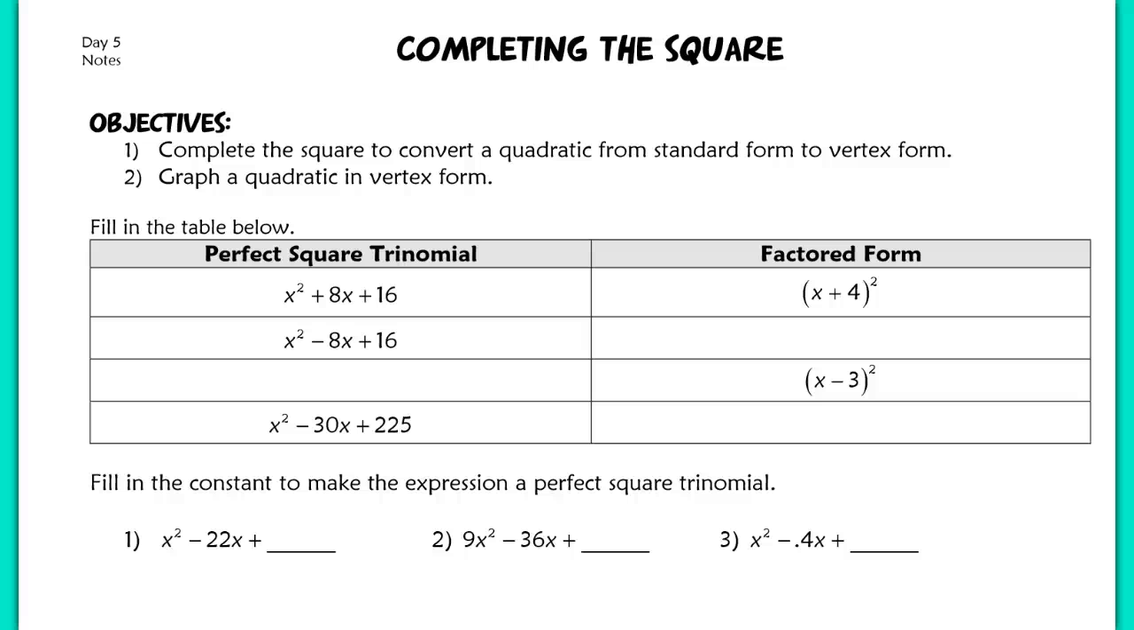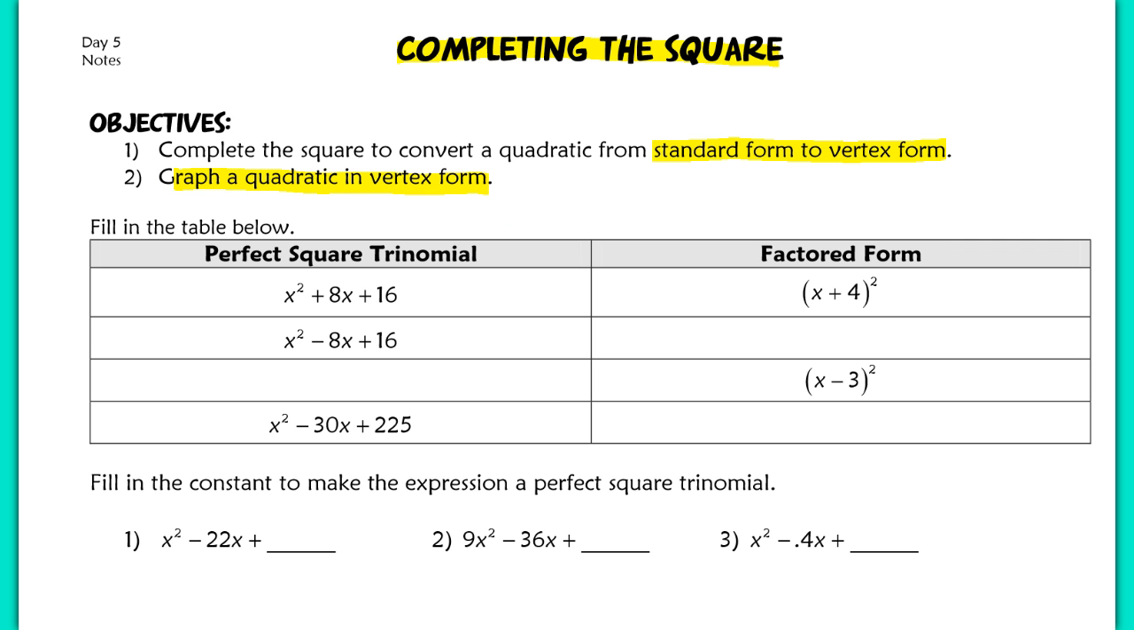This lesson is for day 5 notes, and we're going to be doing a brand new skill, brand new topic for you guys, which is called completing the square. What completing the square allows us to do, it's an algebraic technique that allows us to convert a quadratic, which is in standard form, into vertex form so that we can graph it really easily.